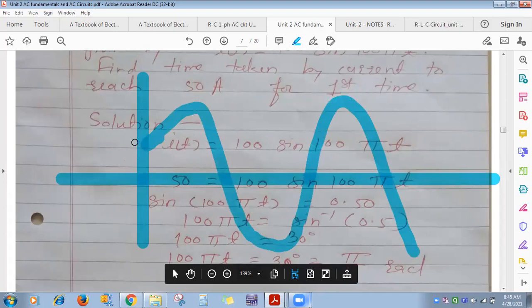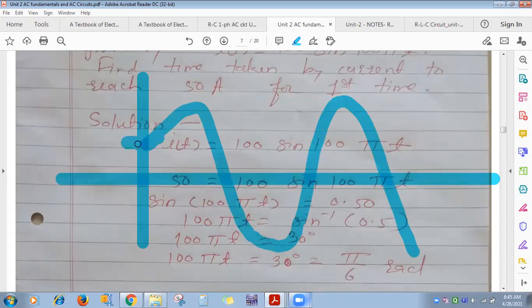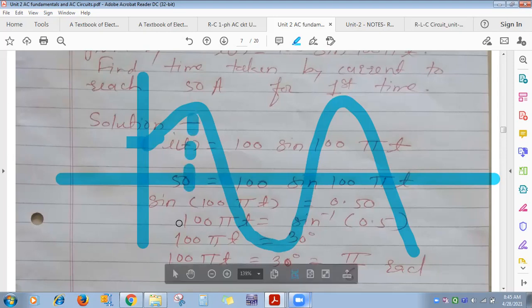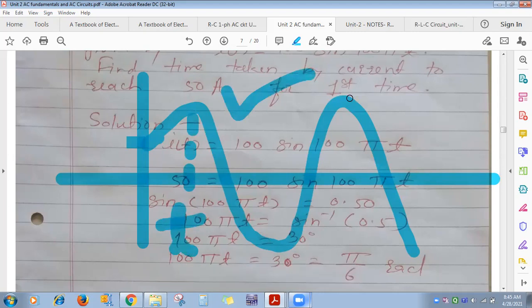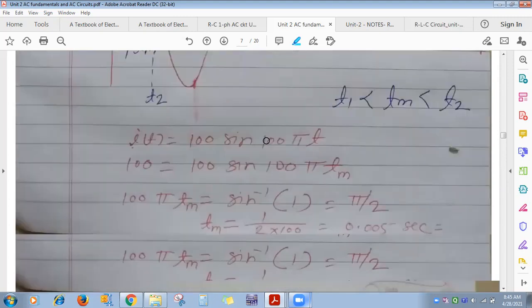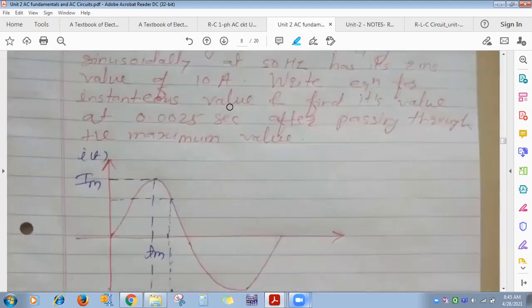So see, all of you, at the origin it has some positive value, and when this peak occurs, find this time. This type you please do from the local author's book, the local author material I forwarded to you. This type of numerical is there. Please do that. Okay, so this one we have considered.